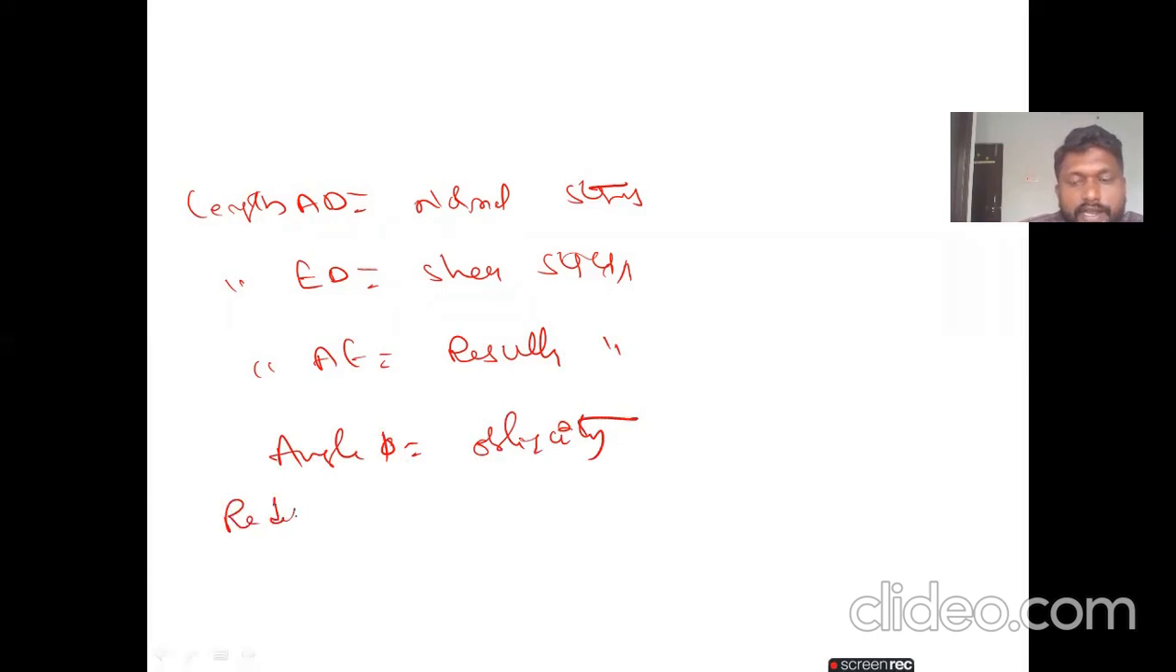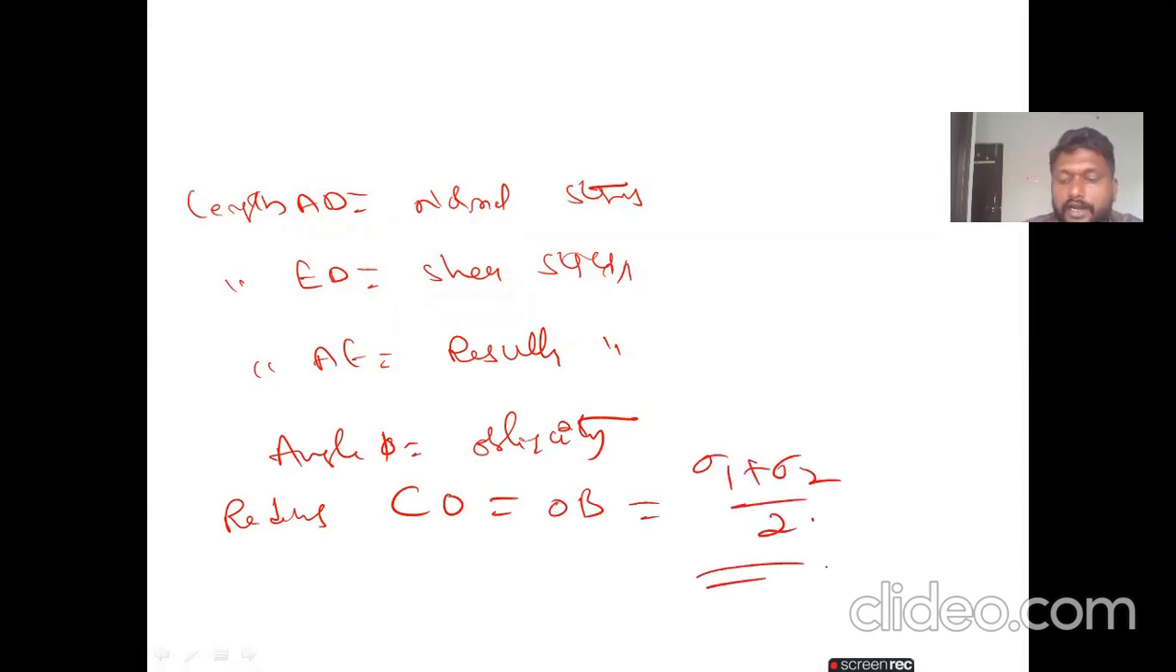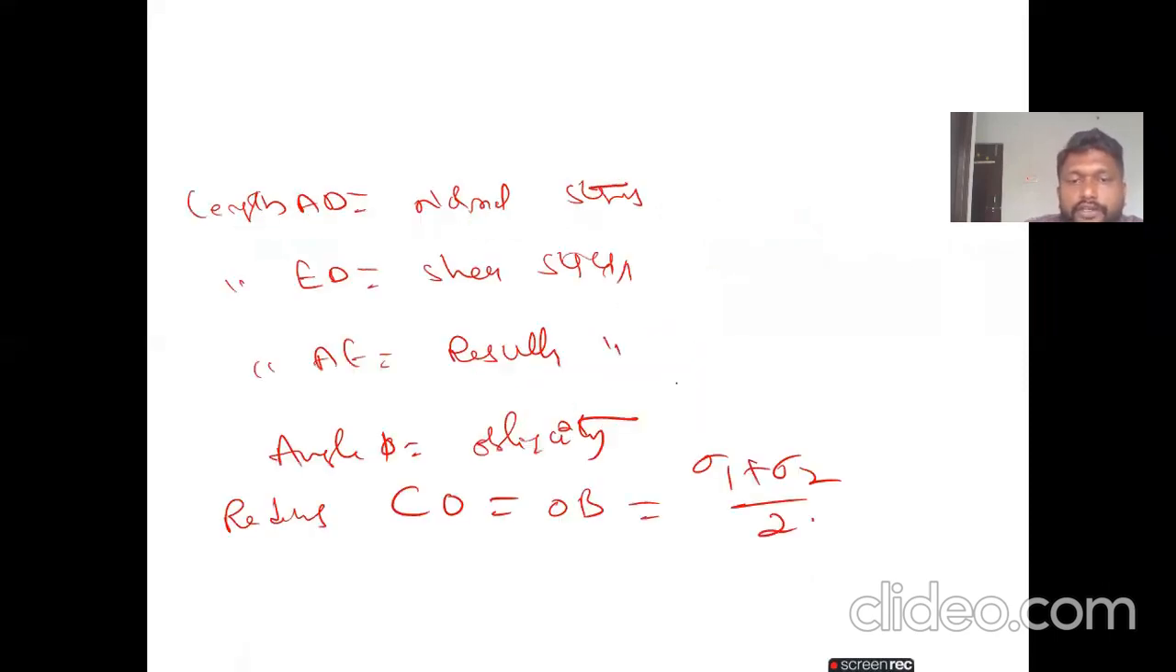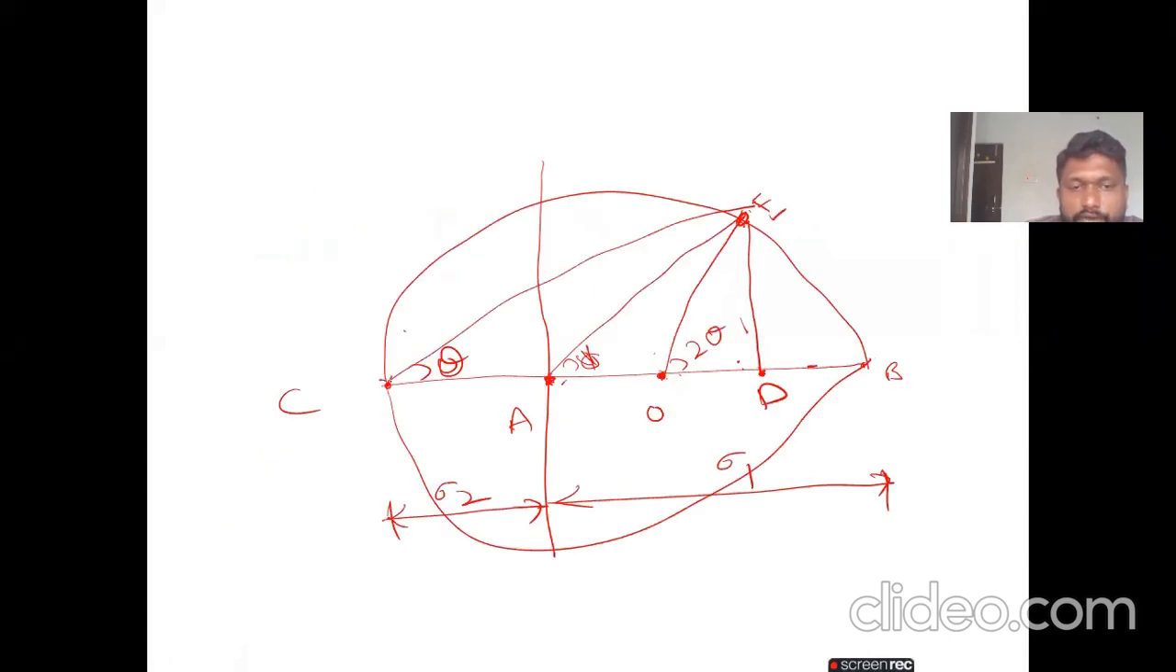So radius equal to what? Radius, either CO or OB, equals sigma 1 plus sigma 2 by 2. CO, OB and OE, these three are radii of the Mohr circle, that is sigma 1 plus sigma 2 by 2. That is from C to O, again O to B, and again O to E. These portions are radii of the Mohr circle, same like the previous one.